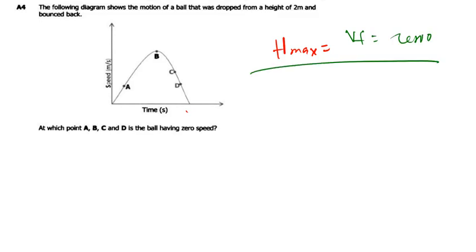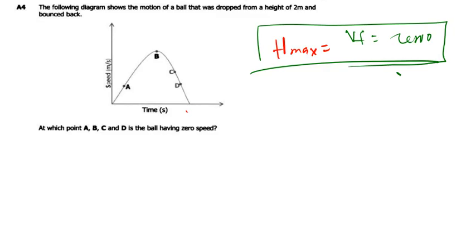Whenever we are talking about projectile motion, when you throw the ball upward, it's going to reach the maximum height. That's what we call H max, the maximum height. When the ball reaches the maximum height, the final velocity at that point is 0. This is the basic idea behind projectile motion.